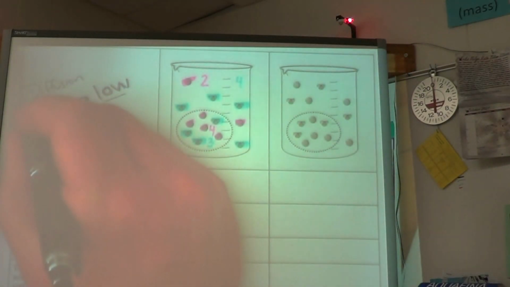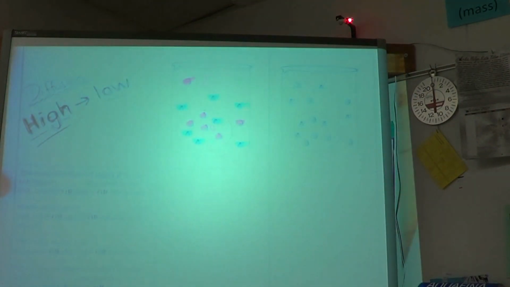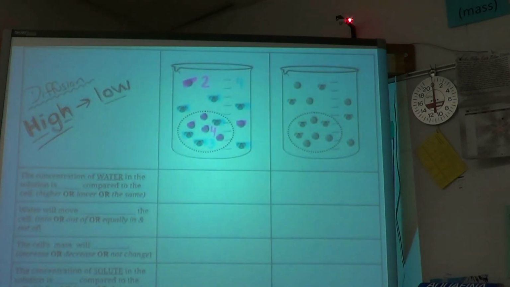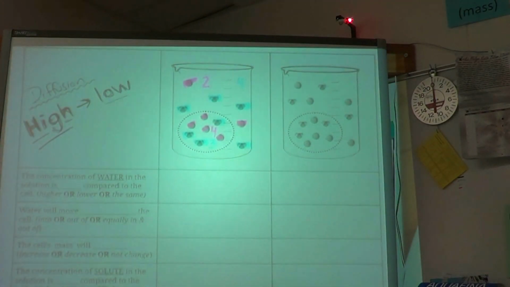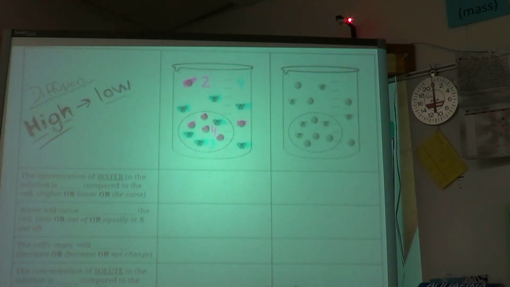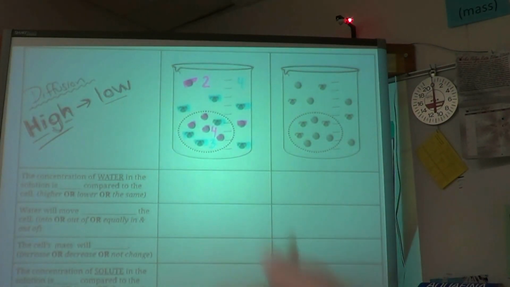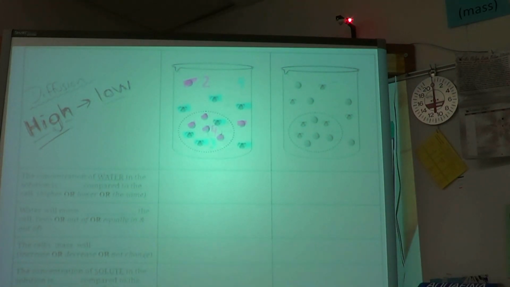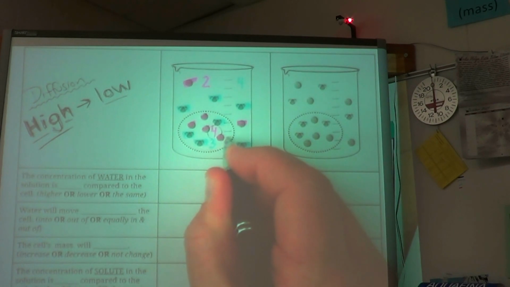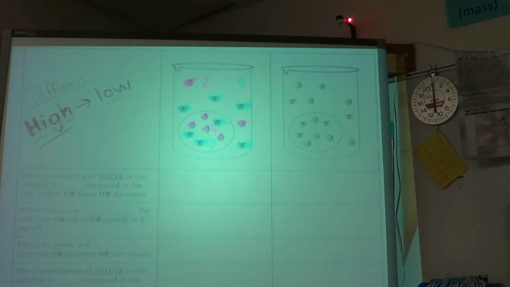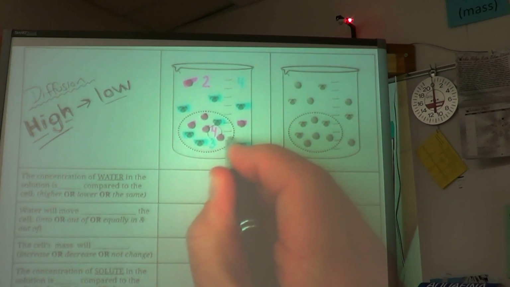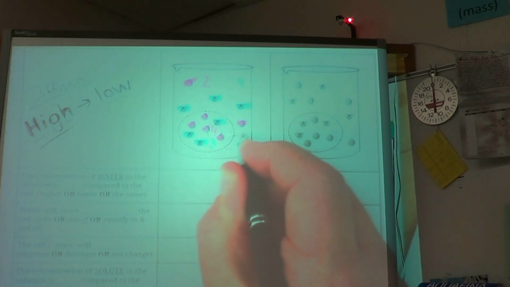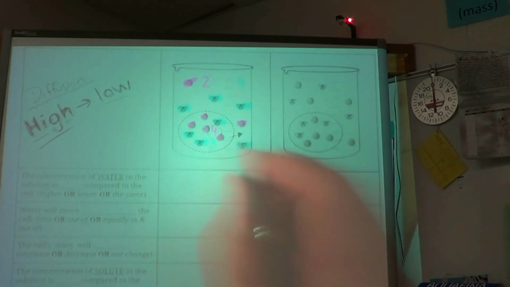So if we take a look at our pink solutes, we have 2 on the outside, 4 on the inside. Which one's bigger? Good, nice job. So which way are these pink solute molecules going to diffuse, assuming they're permeable to the membrane? Out of the cell or into the cell, or will they stay the same? We're looking at pink. Outside is 2, inside is 4. Which way will they flow? They'll flow from high concentration to low.